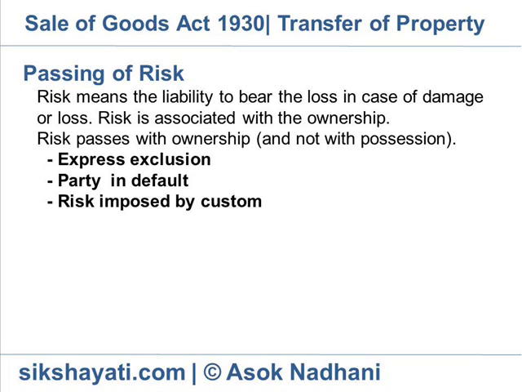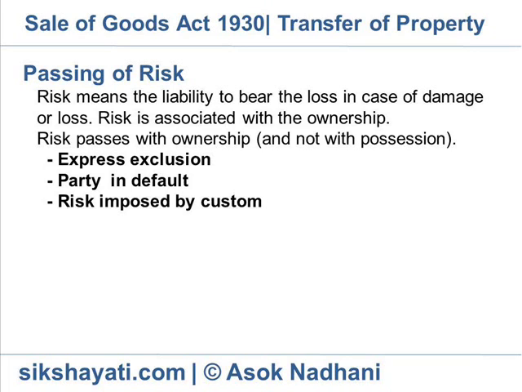If the delivery of goods is delayed at the fault of any party, risk lies with the party who was at default. However, in certain cases, the risk may lie with the other party as follows. Express exclusion: the risk of the owner may be modified by the parties by making an express provision in the contract. The parties may agree that in certain specified cases the goods shall be at the risk of the seller even though the ownership of goods has passed to the buyer.